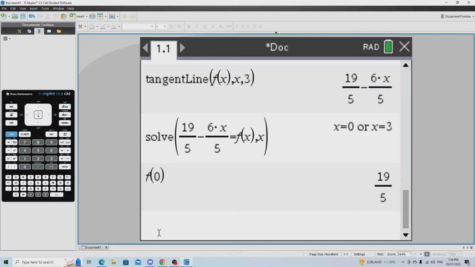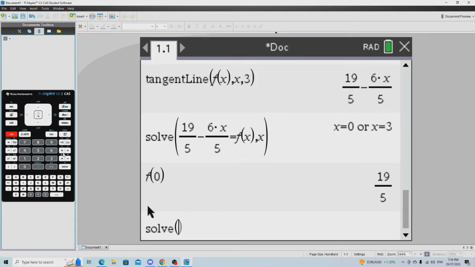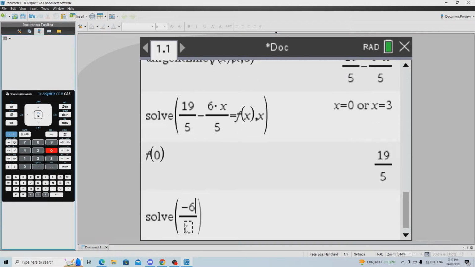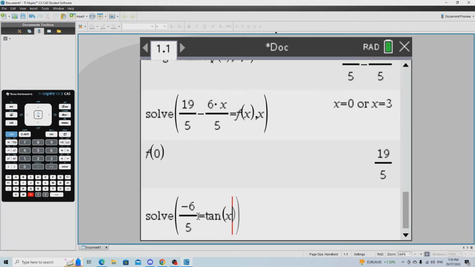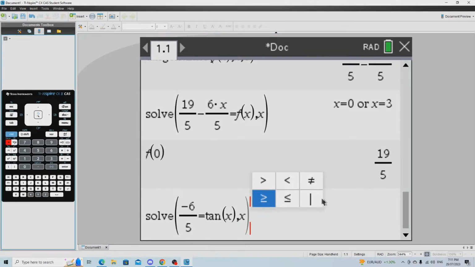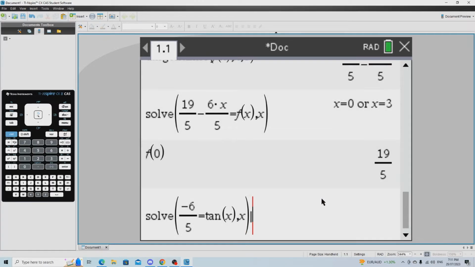So if we solve negative 6 over 5 equals tan x, where we want x to be between, because it's an obtuse angle, 0 to 2 pi. Or no, actually, to form an obtuse angle, we want the domain to be from 0 to pi.